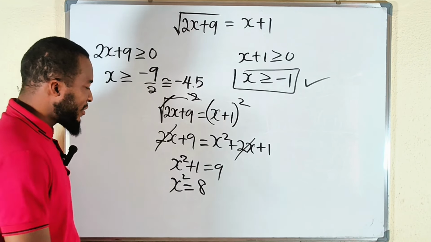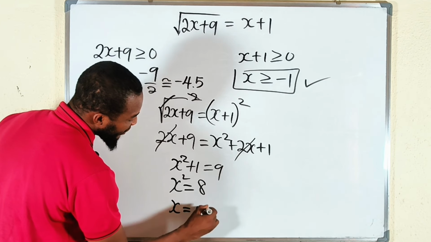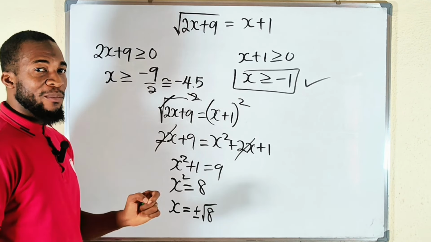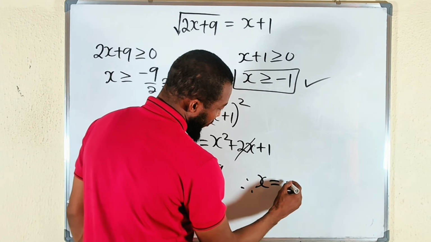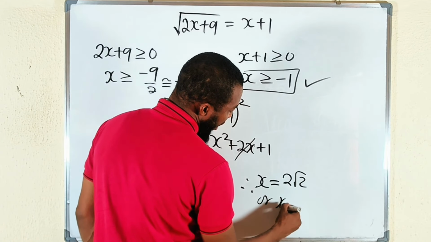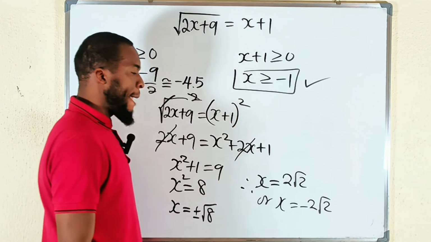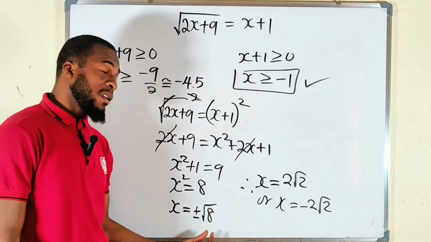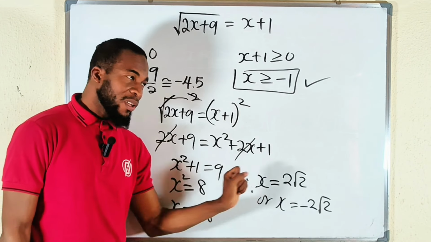Take the square root of both sides. You have x equal to plus or minus the square root of 8. The square root of 8 is the same thing as 2 times the square root of 2. Therefore, x is either equal to 2 times square root of 2 or x equal to negative 2 times square root of 2. But remember, do you know how we got this? 8 is the same thing as 4 times 2, but the square root of 4 is 2. This is why we have 2 outside.